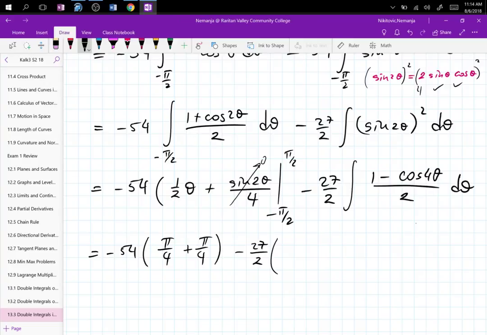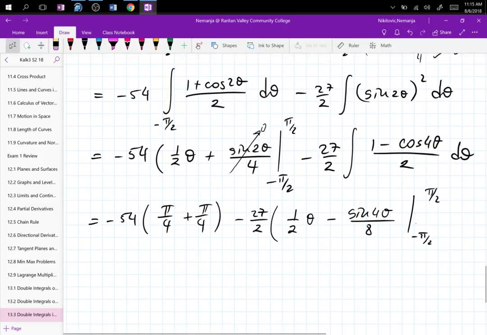All right, minus 27 over 2. And now when we integrate here, I get 1/2 theta. And then I get a minus sine 4 theta over 8, because the 4 goes on and times 2 is 8. Good. From negative pi over 2 to pi over 2.